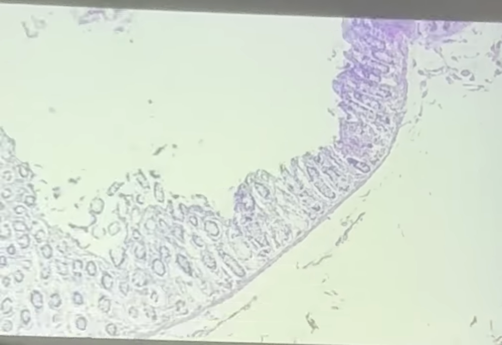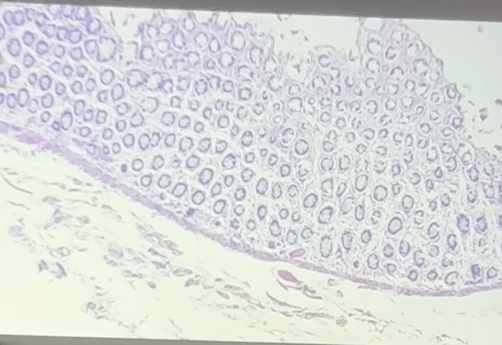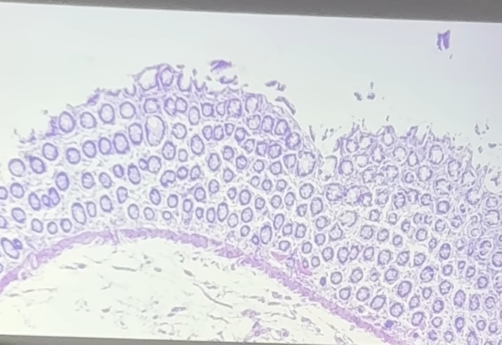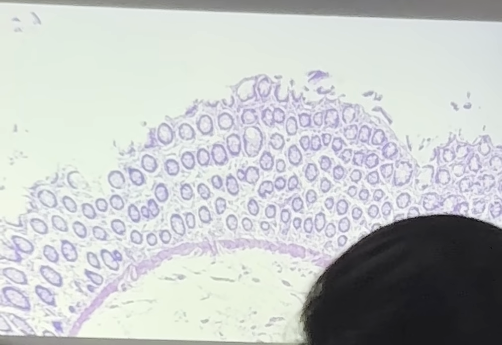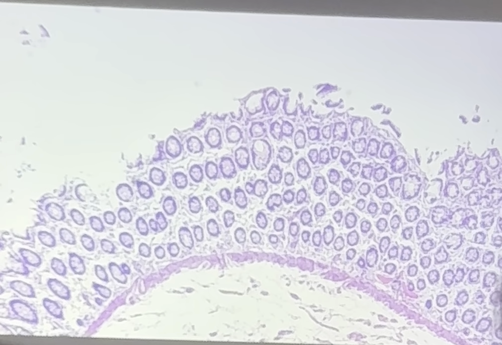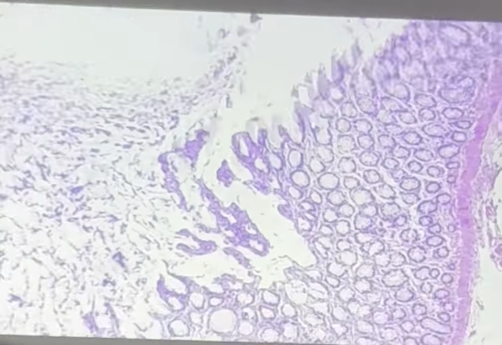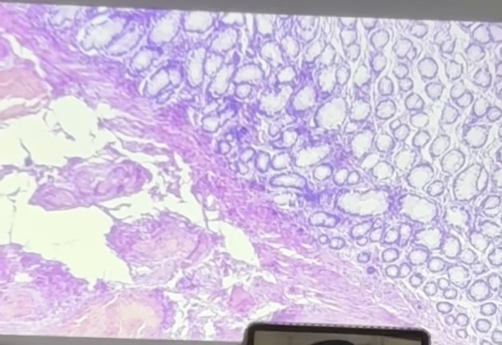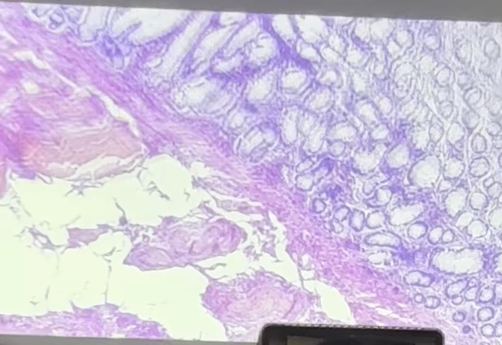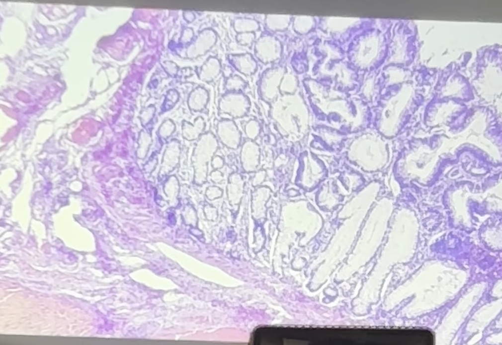Okay, so let's start off with the normal. What is this organ? Yeah, colon, good. This is the normal colon. These are cross sections of your crypts of Lieberkühn, like a little flower. But we have a problem. As we go here, now we see there's a little stalk coming out. It's a polyp. It's actually a polyp.